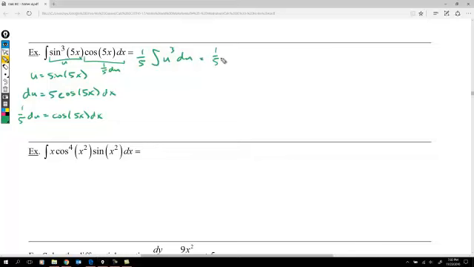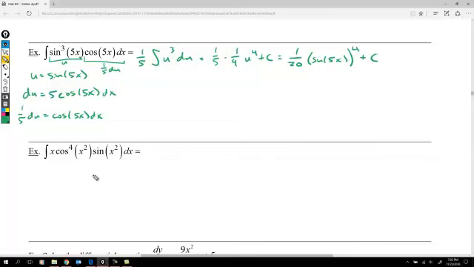So I have 1/5 times 1/4 u to the 4th plus c. That's going to be 1 over 20. And then I have sine of 5x to the fourth plus c. And now I'm done. That's it.